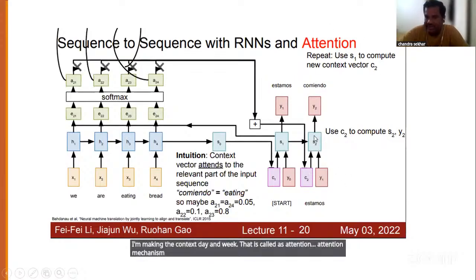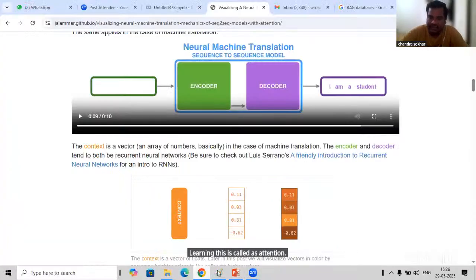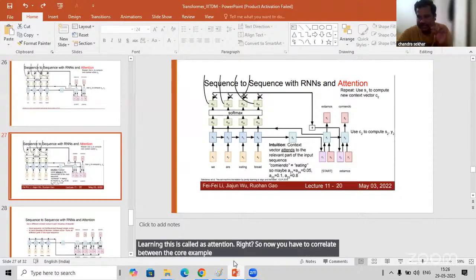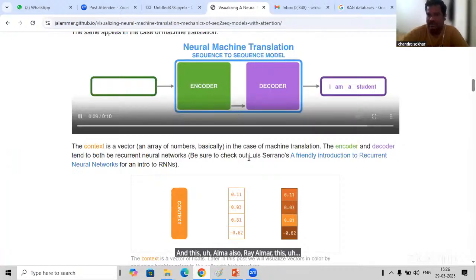To generate S2, which word do I need to give importance to? To generate S1, where do I need to focus? Learning this is called attention. Got it? Now you have to correlate between the car example, the English example, and this example, and this applet.